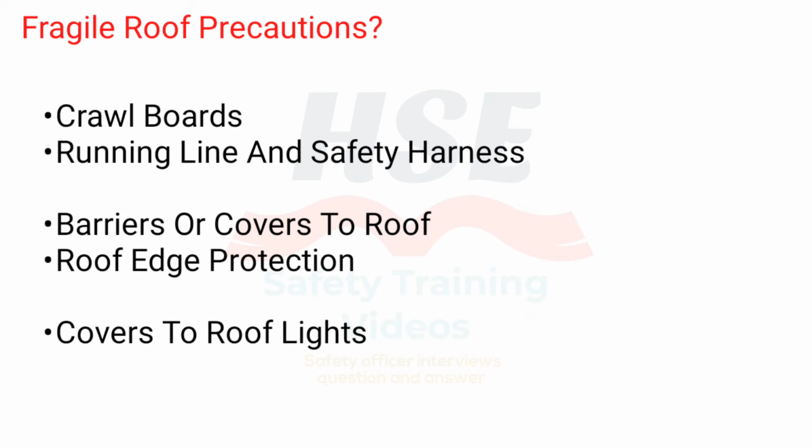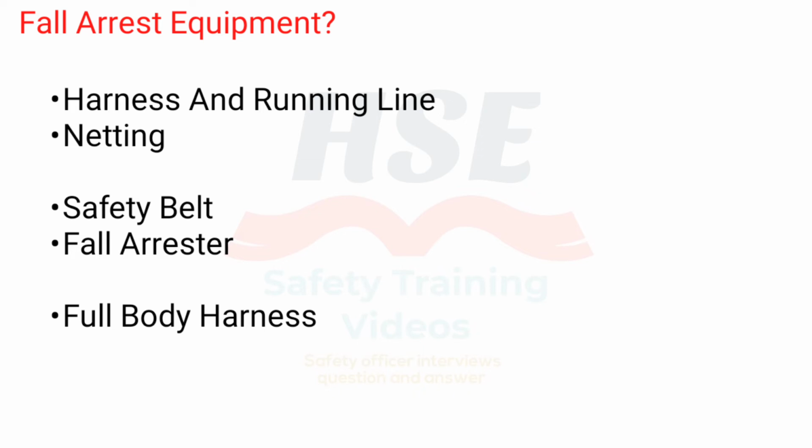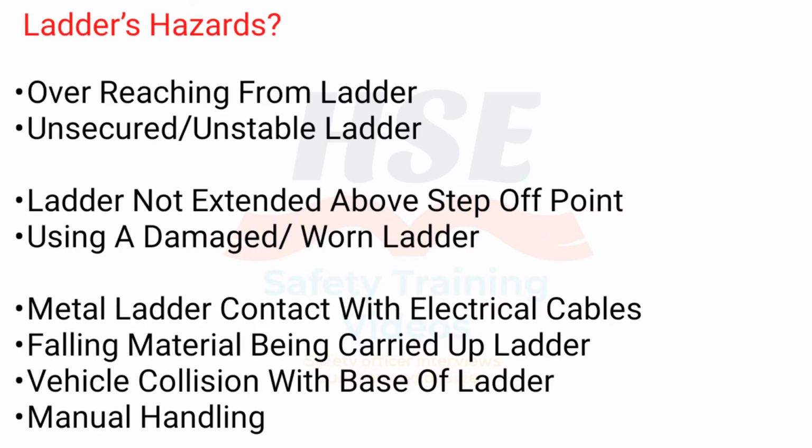Roof edge protection. Covers to roof lights. Fall arrest equipment: harness and running line, netting, safety belt, fall arrestor, full body harness.